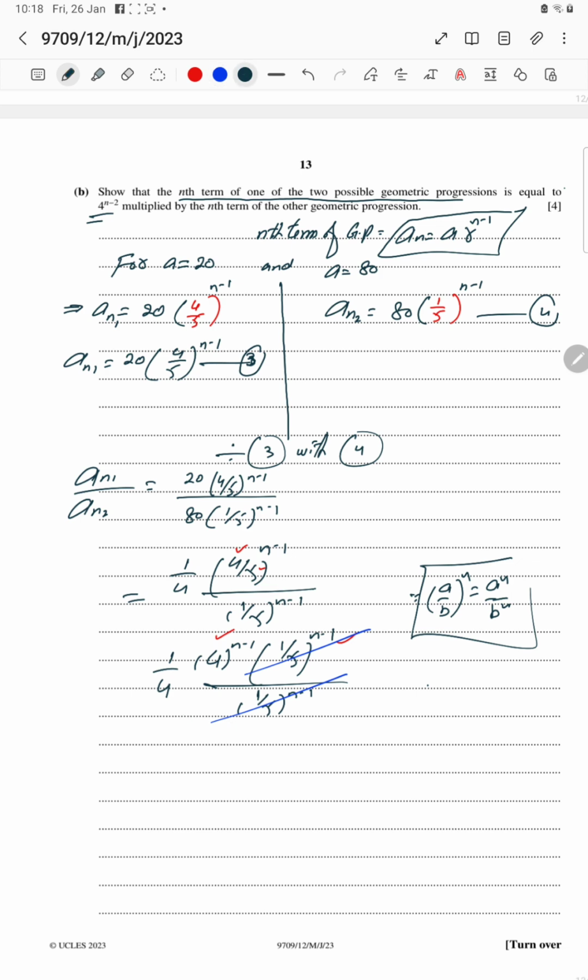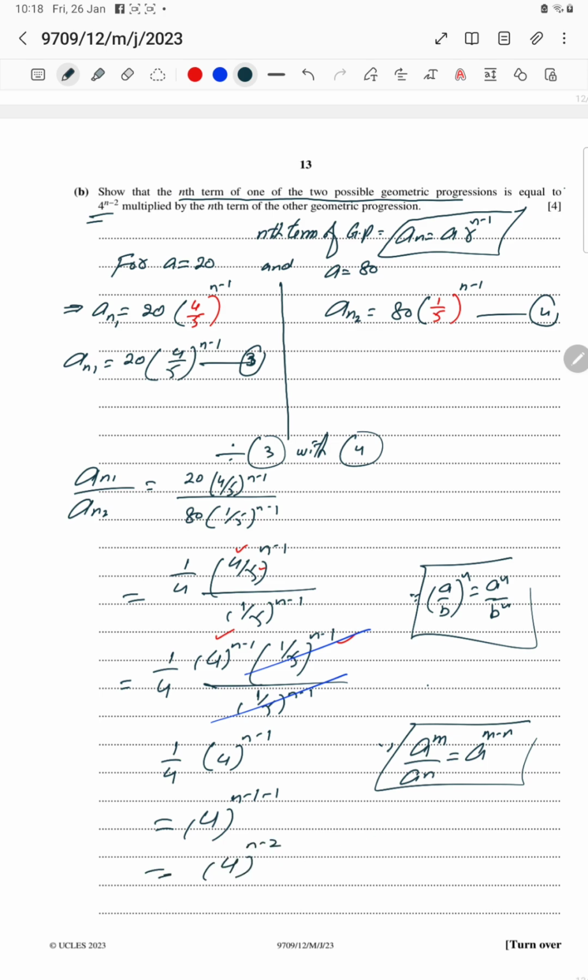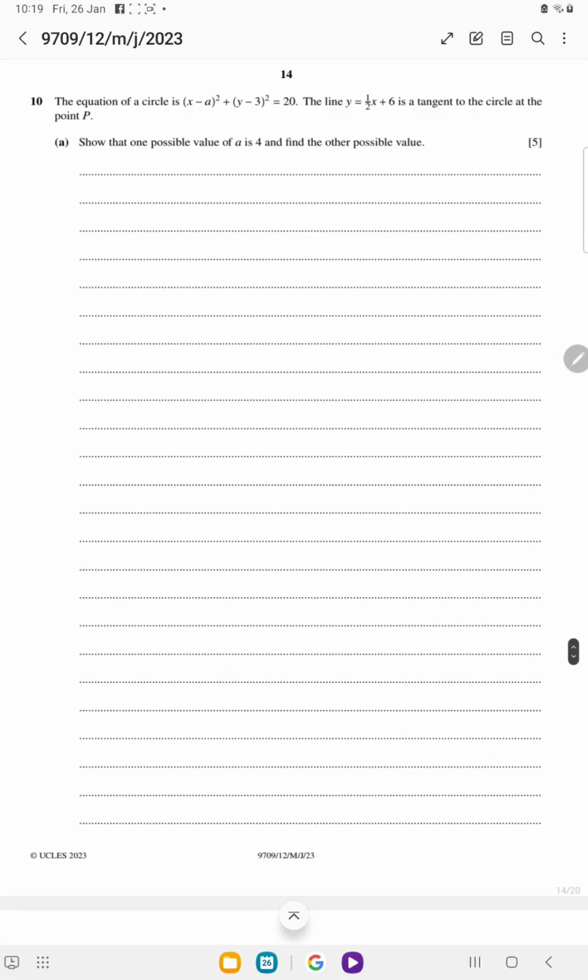We will get 1 by 4 and 4 to the power n minus 1. So apply the indices rule like this, same base with different powers. Dividing, we can get this one. So 4 to the power n minus 1 minus 1. So 4 to the power n minus 2 is the right answer. What we have to prove here, you can see, hence proved. Hence proved. I hope it is clear.